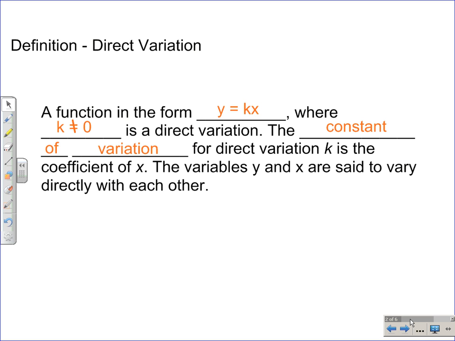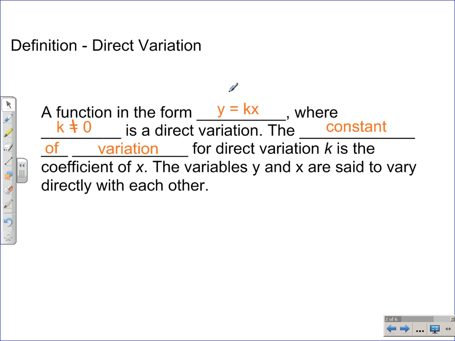A function in the form y is equal to kx, where k is not equal to 0, is a direct variation. The constant of variation for direct variation, k, is the coefficient of x. The variables y and x are said to vary directly with each other. Let's first talk about this equation here. This is the form of an equation that's a direct variation.